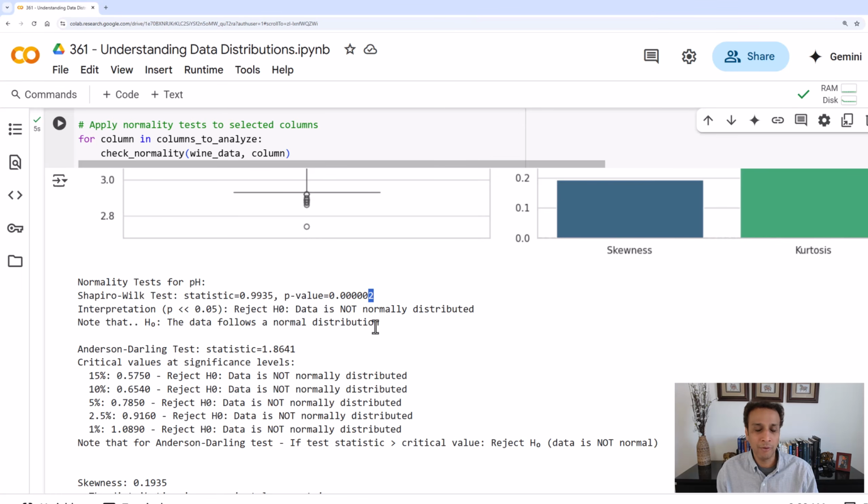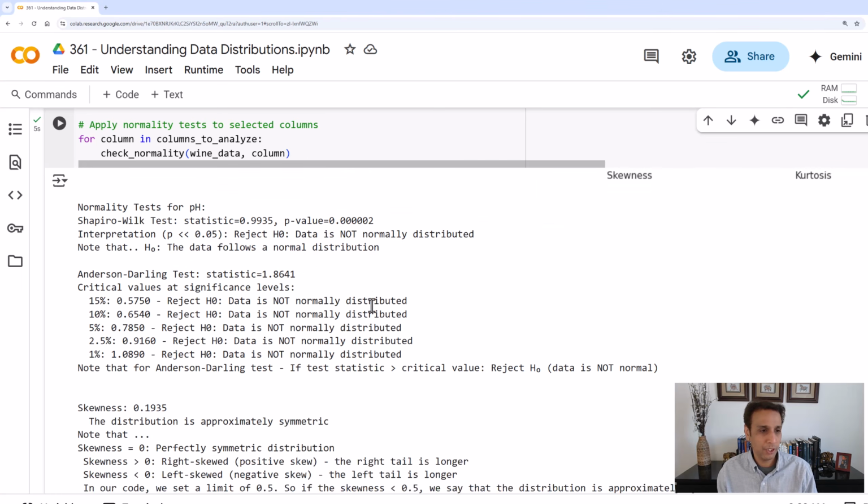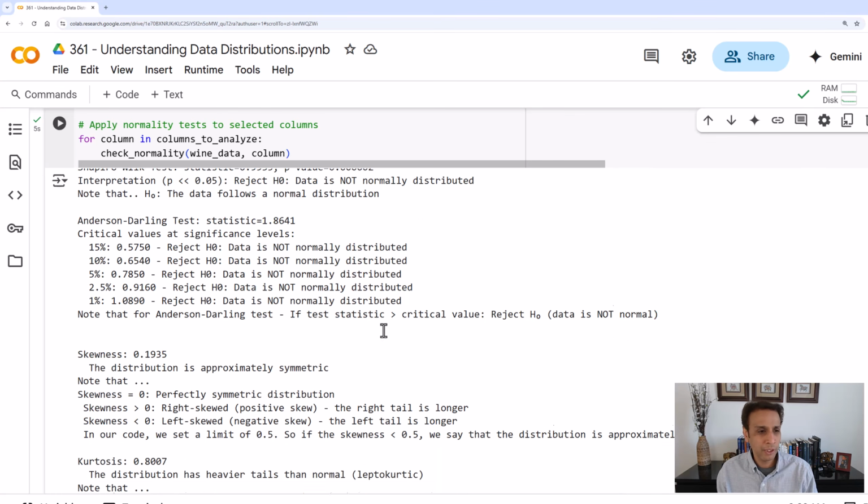Now you see some value right there. So it's still not normally distributed. That's what it's saying. Data is not normally distributed because the p-value is below 0.05. And our null hypothesis is data follows a normal distribution. Now, the Anderson-Darling test also says it's not normally distributed.